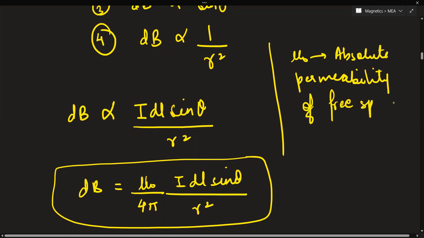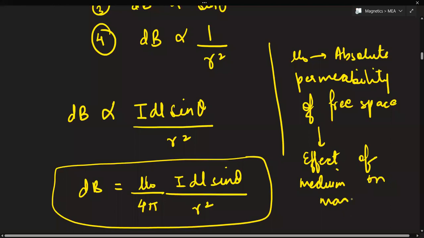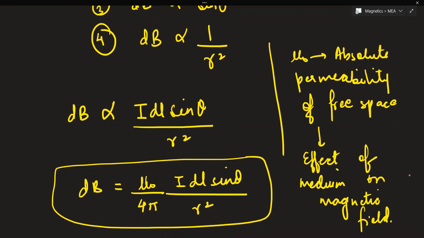or air, whatever. The way we had epsilon naught, similarly, you have mu naught over here. And this shows the effect of medium on the magnetic field. So this is your Biot-Savart's law.